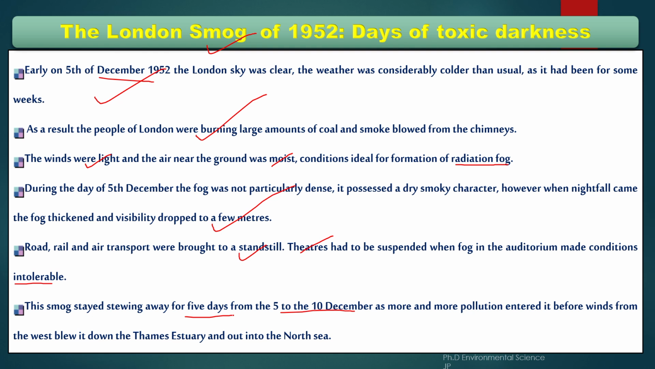The lack of wind and atmospheric movement meant that the pollutants were trapped near the ground. Pollutants were not able to disperse. Finally, winds from the west blew the smog down the Thames estuary and out into the North Sea, clearing the air over London.